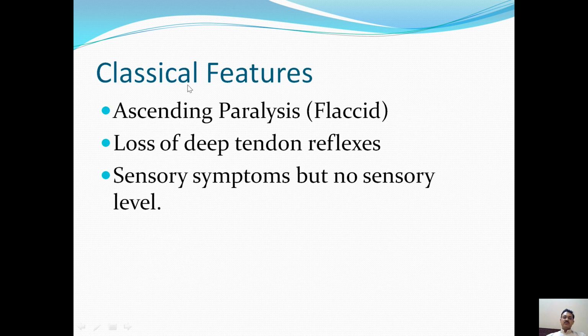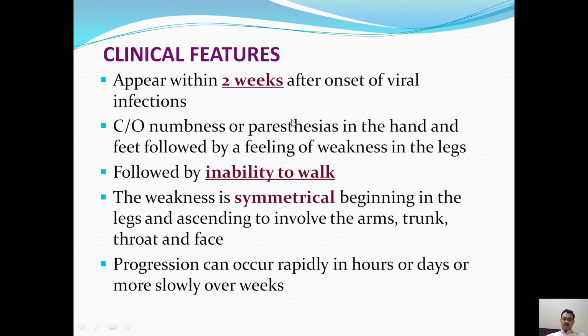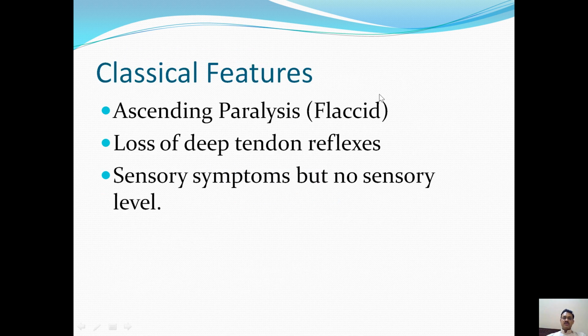So what are the classical features of GBS? Ascending paralysis, which is flaccid, with loss of deep tendon reflexes, we call it areflexia. So ascending paralysis, which starts from the lower limbs, followed by generalized areflexia and absence of sensory level or sensory signs. Sensory symptoms may be present, but sensory signs are not there. So there is no loss of sensations usually.